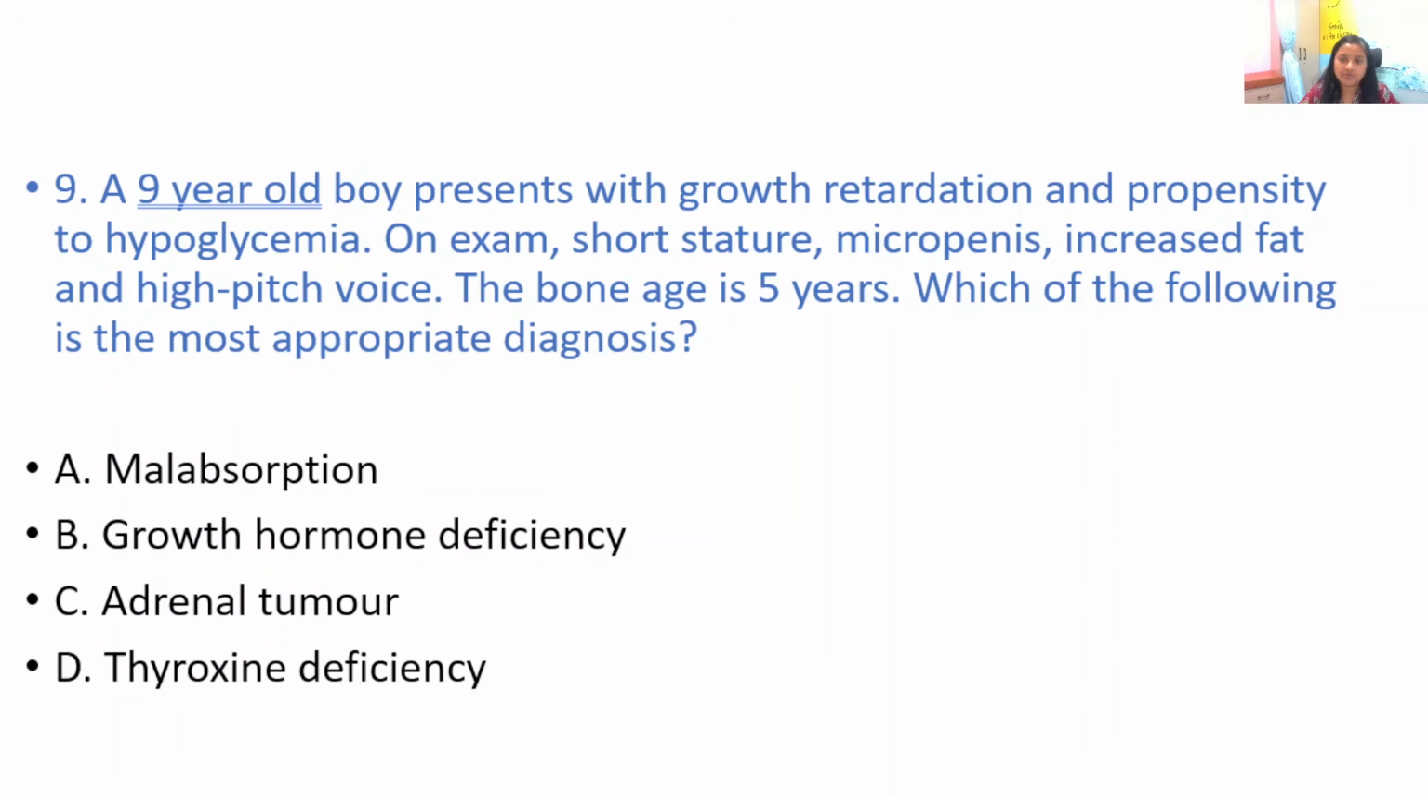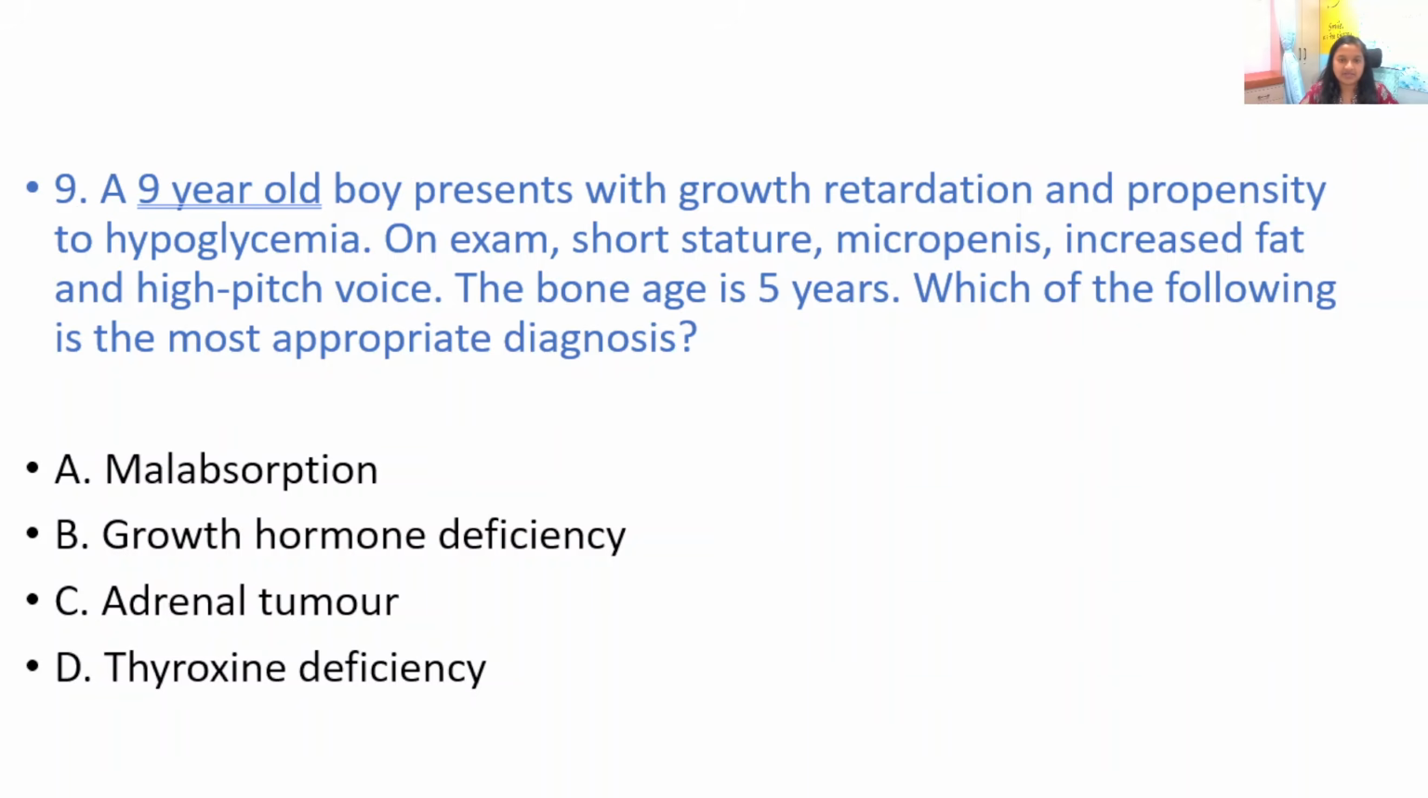A 9-year-old boy presents with growth retardation and propensity to hypoglycemia. On exam, short stature, micropenis, increased fat and high pitch voice. The bone age is 5 years. Which of the following is the most appropriate diagnosis?